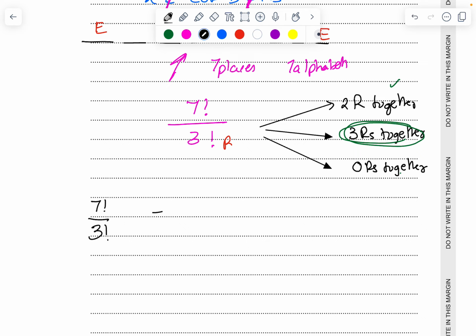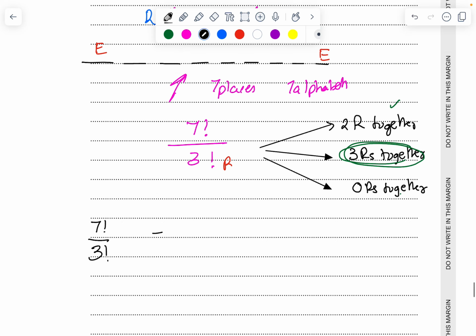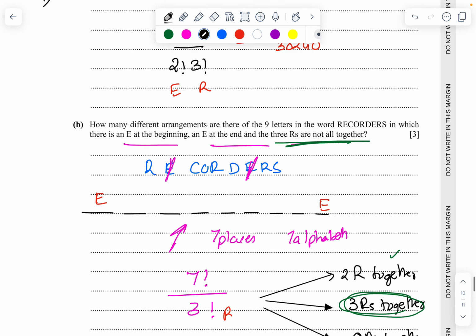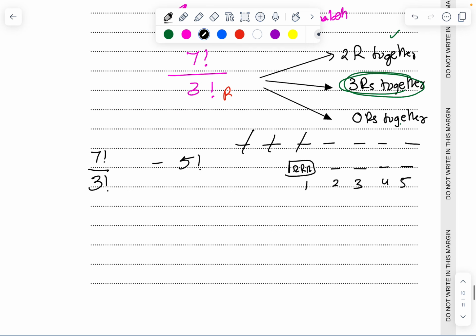3 R's are together means how many alphabets remain? 7 alphabets: 1, 2, 3, 4, 5, 6, 7. With the 3 R's together as one block, how many are left over? 1, 2, 3, 4, so totally 5 things. 5 things can be arranged among themselves in 5 factorial ways. So I am subtracting out the 3 R's together, and therefore the answer is going to be 720.